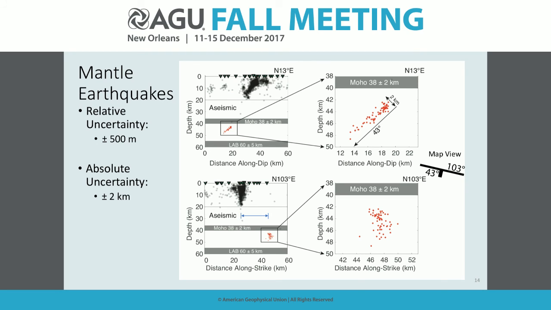Up here, I just have distance along dip. This is as though you are to the east of the array, looking west. And on this next one, we're to the south, looking north. And so here are the mantle earthquakes that we've gone through great lengths to relocate with a relative uncertainty of about 500 meters and an absolute uncertainty of about 2 kilometers, which is about the width of this plane. You'll notice that this seismicity is very much like a dike.